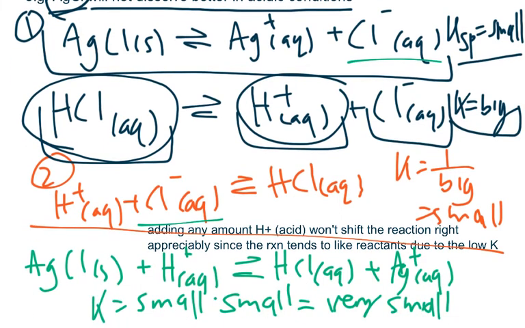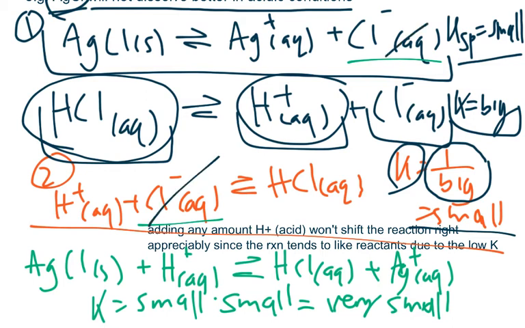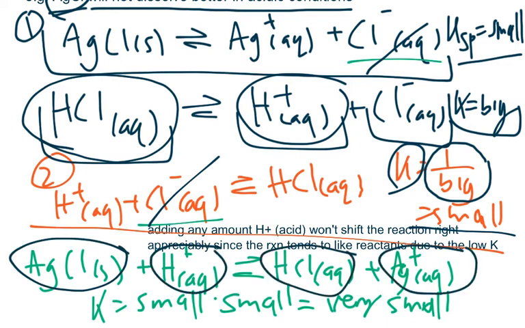Now what if we flipped it? Well, we flipped it. It will be 1 over K, and since 1 over something super big is super small, the new K will be super small. So, if we combine the 2 reactions together, we can see that the Cl's cancel out, leaving silver chloride plus H+ becomes HCl plus Ag+.